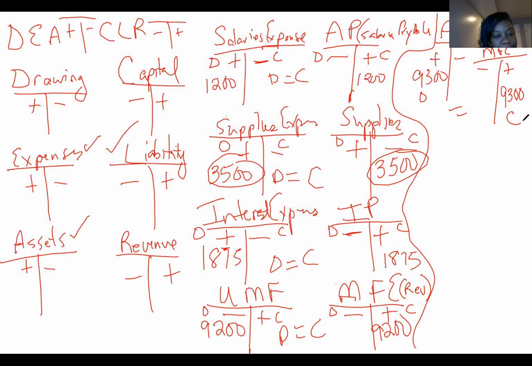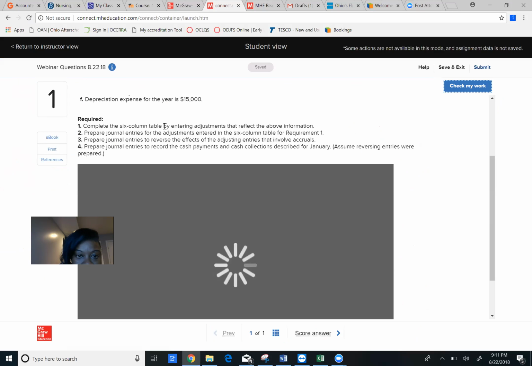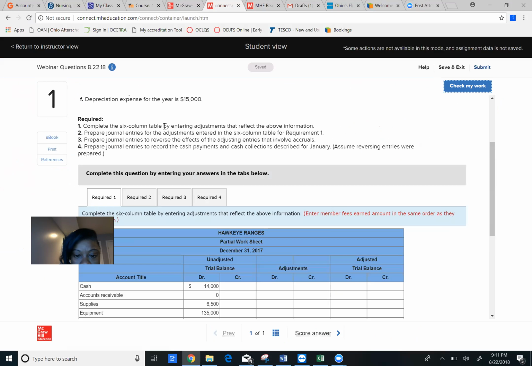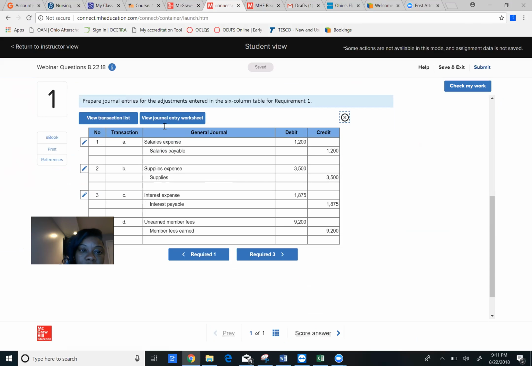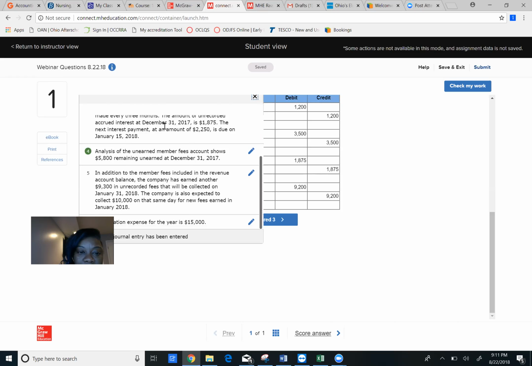Make sense? Yes. And so then I just go here and return the question. And then we just have one more. And then I can explain the trial balance, the worksheet. All right, so view transaction listing. We got all those done. We need 5.